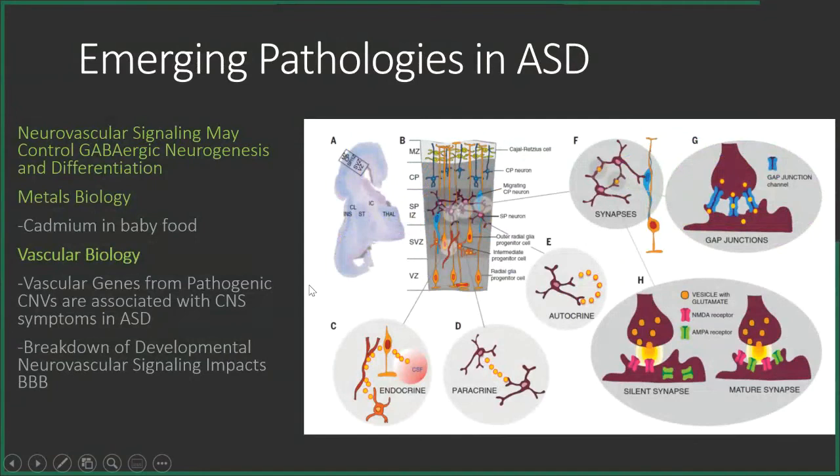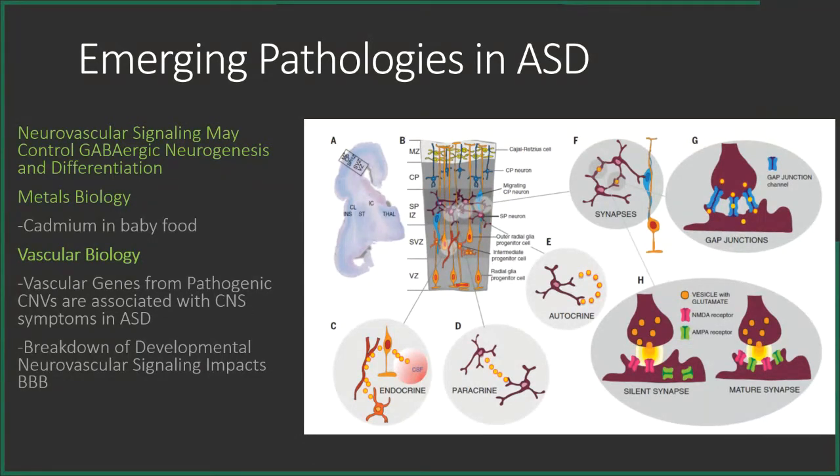and we're going to briefly talk about that. One of the very interesting things about autism is that there are these new emerging pathologies that basically go back to our understanding of what's happening in the brain cortex. And one of the very interesting things is that it's been seen in the last couple of years that neurovascular signaling, specifically signaling in the cerebral endothelial cells, may actually control GABAergic neurogenesis and differentiation.